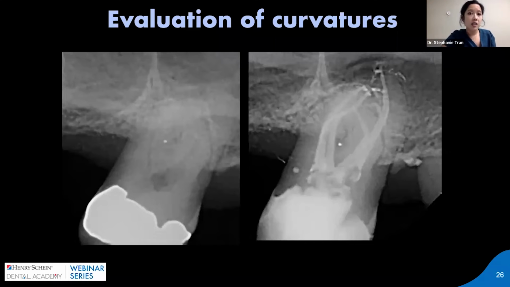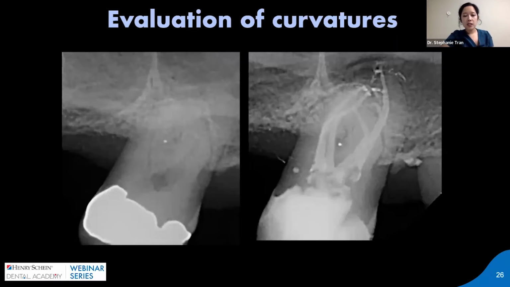That kind of very acute curvature puts a lot of strain on a file, and it's something we have to keep in mind when we're doing not only the access but the instrumentation as well. So sometimes we have to be more careful with instrumentation. Additionally, a very severe curvature within the canal in the mid-root or apical portions can also put a lot of strain on the file as well, which is why these are things we want to look for on a 2D radiograph.